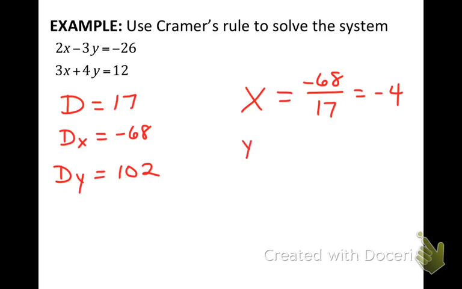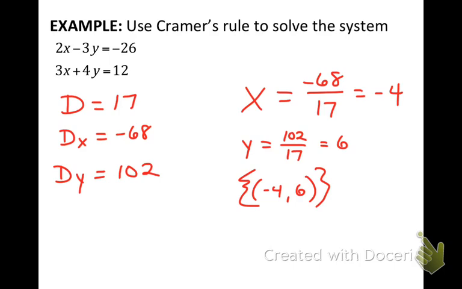So y would be equal to what ratio? 102 over 17. Good. 102 over 17, which is 6. So my solution to that system would be negative 4, 6. Put it in set notation. So the set of ordered pairs is negative 4, 6. Isn't that nice? So you need to decide, do you love determinants or not? 2 by 2s are not that bad. 3 by 3s is where it gets a little bit more extensive in our work.